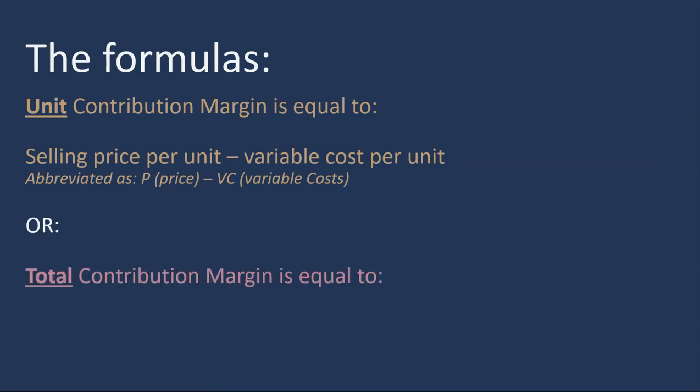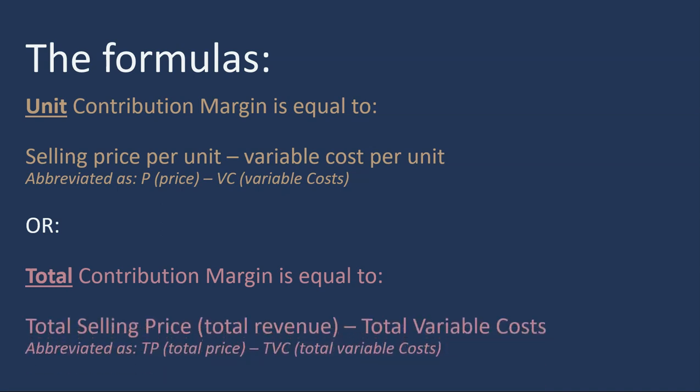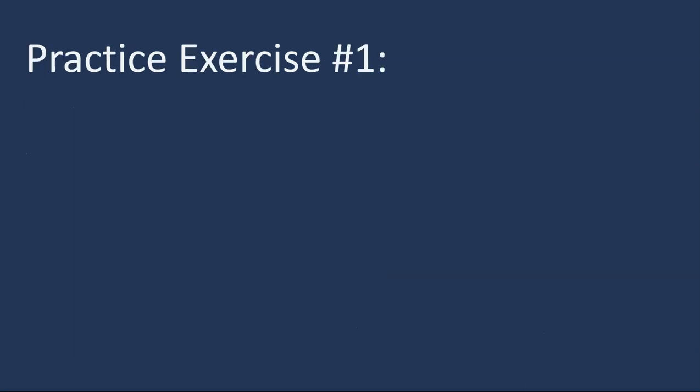Or you can have the total contribution margin, and this is in total dollars. So you take the total selling price from all units, meaning your total revenue, minus the total variable cost associated with those units. Again, there could be an abbreviation here of TP for total price minus TVC, or total variable cost. We're going to do two practice exercises here.